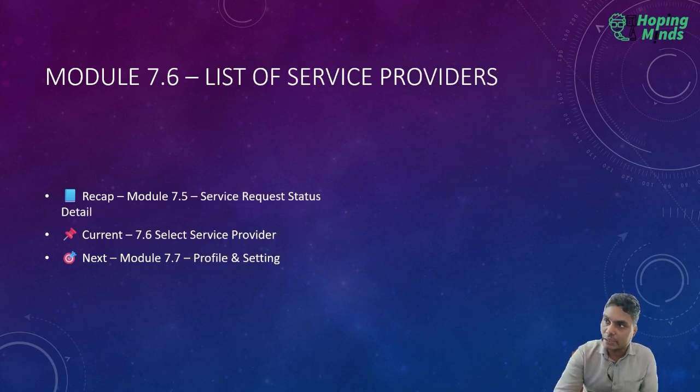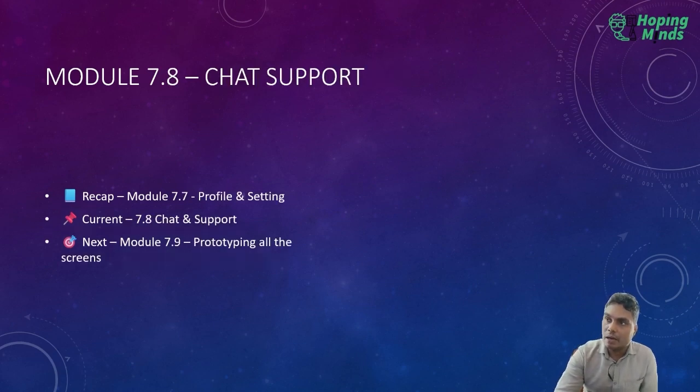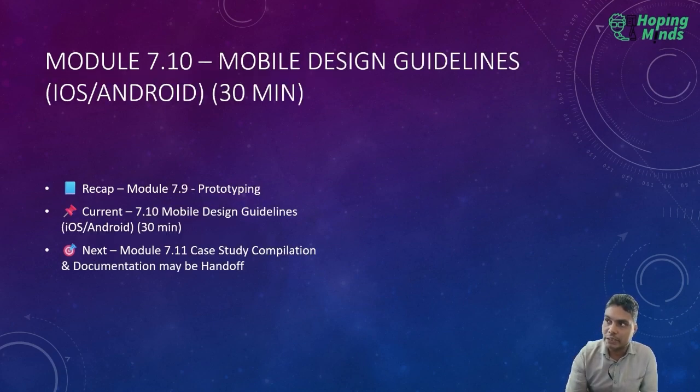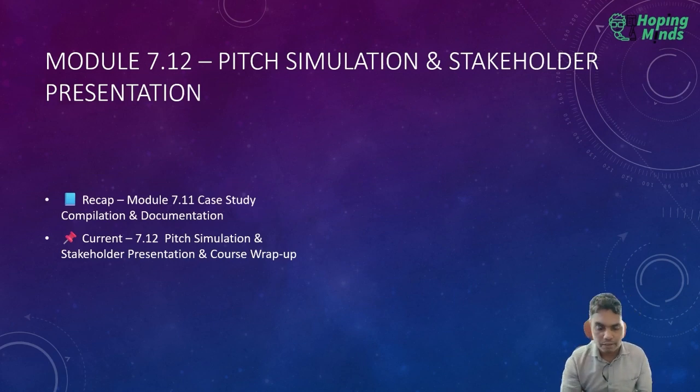You can see in 7.6 we created a list of service providers. In 7.7 we created the page for profile. We were not able to create settings, but inside that we had the setting module. We created chat support, and then we also worked on the prototype, wherein you saw how to use prototype. Then in 7.10 we understood mobile design guidelines, in 7.11 we created the case study, and in the final we created the pitch simulation with the interaction video as well.